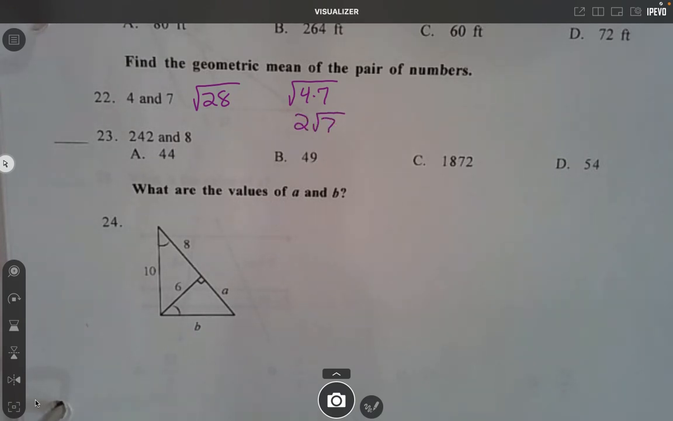That's actually simplified. Can we put 5.3? Because that's what the calculator says the square root of 28 is. But I wonder what the study guide says. I bet it says 2 square root of 7. That's your answer on this one. On this one, what's 242 times 8? 1936. What's the square root of that?